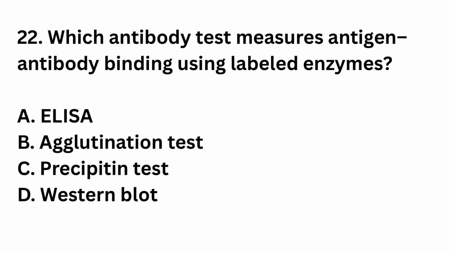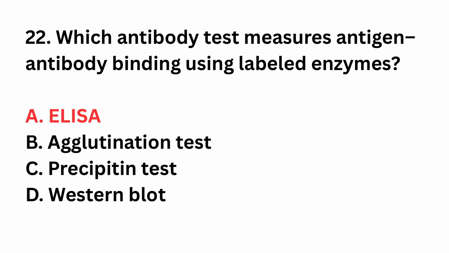Question number 22. Which antibody test measures antigen-antibody binding using labeled enzymes? ELISA, agglutination test, precipitin test, Western blot. The right answer is option A, ELISA. Enzyme-linked antibodies produce a color reaction. It is widely used in diagnostics.